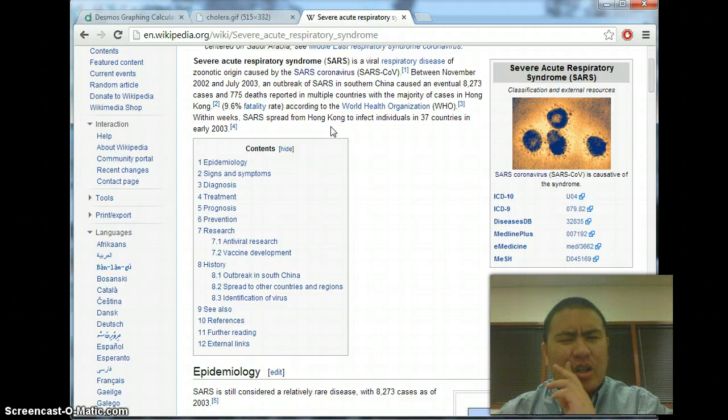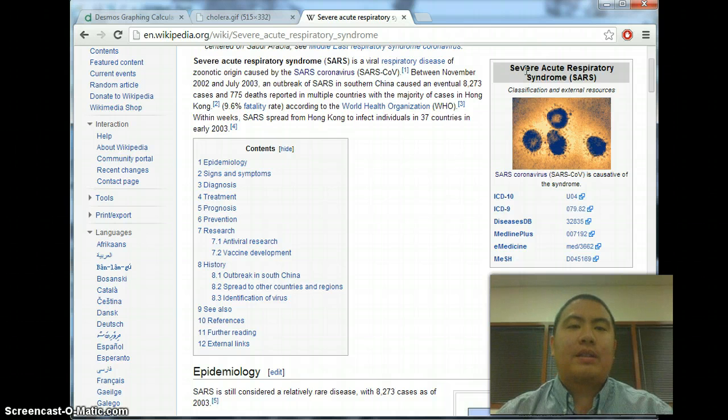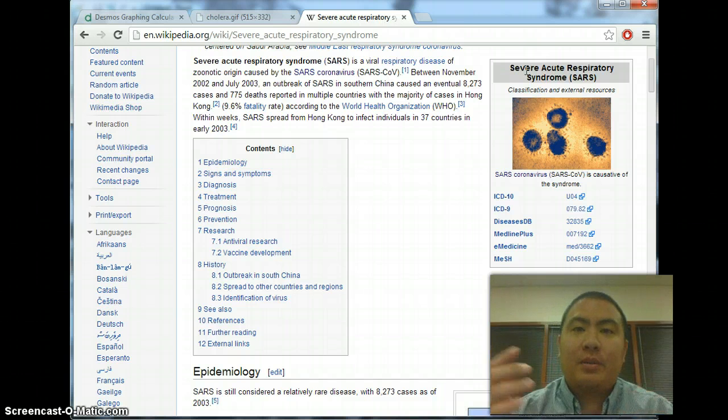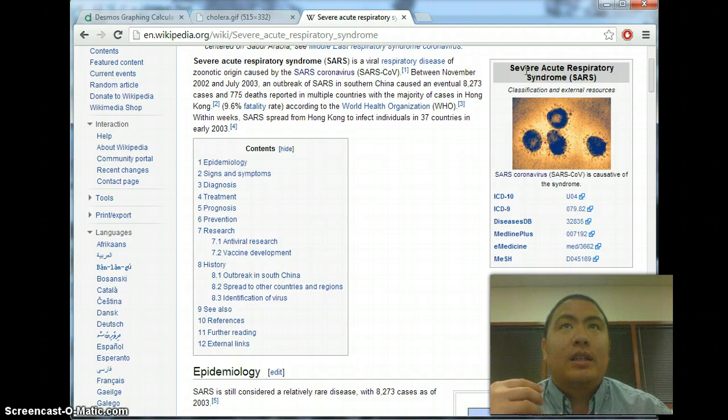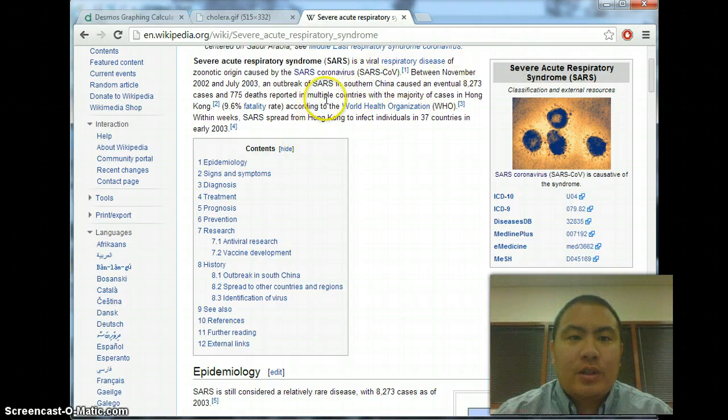So I just wanted to start off with the stuff we talked about in class. We talked about SARS, which is one of the more recent outbreaks of a virus, and it made sense to talk about it because it's something that we can see exponentially. It grew exponentially. Okay, so it was an exponential function. SARS was a virus. It killed almost about 10% of the people infected. It was a pretty big deal in 2003.